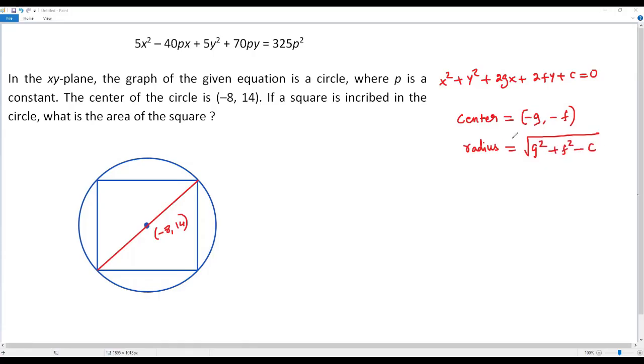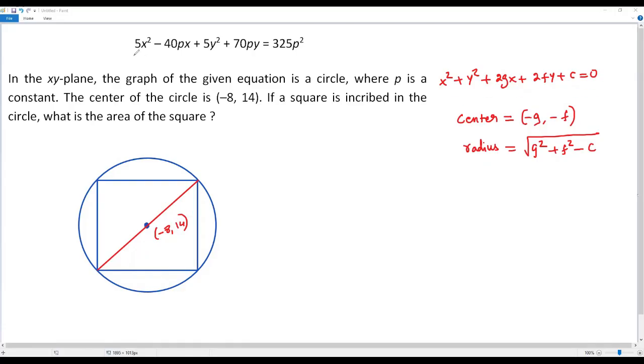We can get the values of g and f from the coefficients of x and y respectively, and we can get the value of c from the constant term. Now what we have to do is get the given equation exactly in this form, so that we'll be able to get the values of g, f and c. Then we can get the radius of the circle. Once we get the radius, it can be multiplied by 2 to get the diameter of the circle. Then that is the length of the diagonal of the square.